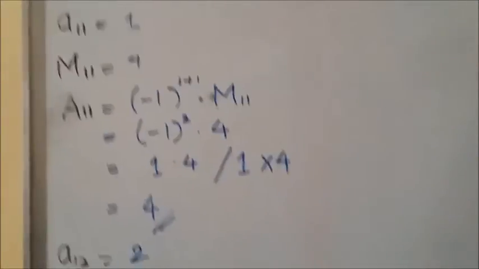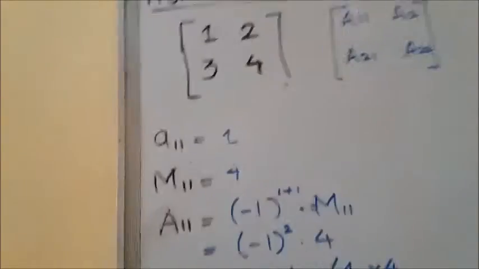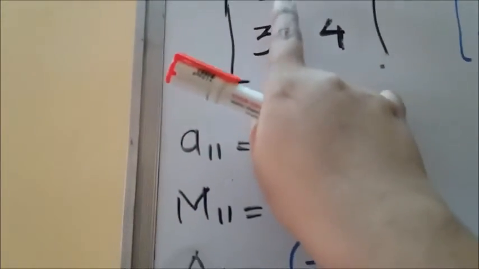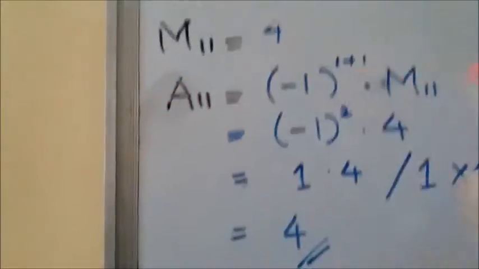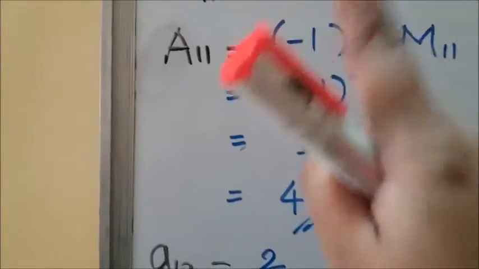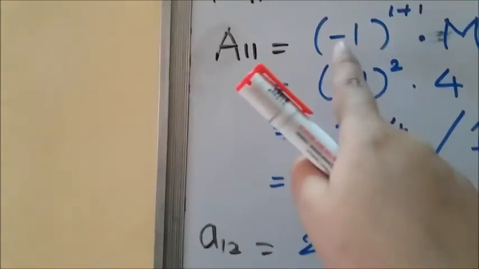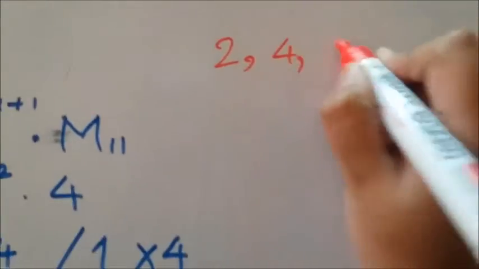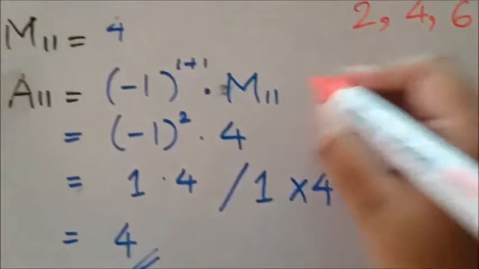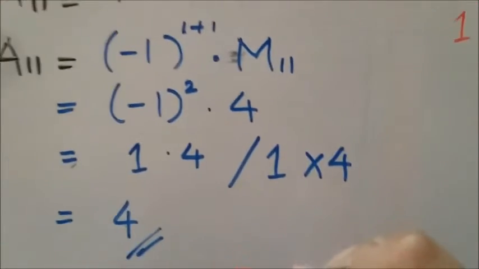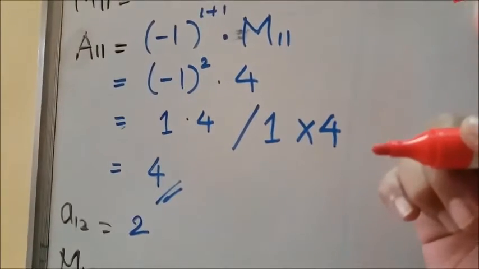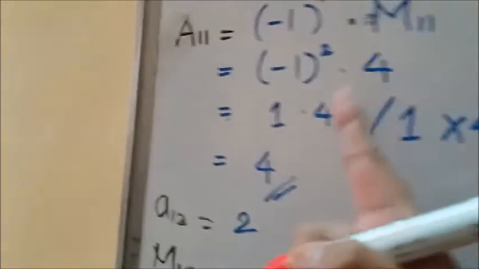Here is a little tip which you can use. You can write down the numbers linearly for A11, A12, small a, so 1, 2, 3, 4, that will come in serial order. Now the second tip is where the powers are positive, such as 2, 4, 6. There minus 1 will come positive. The powers, if they are even, there the digit 1 will come positive.